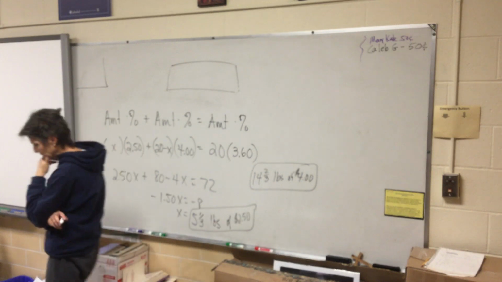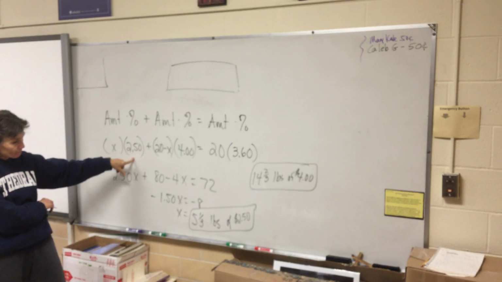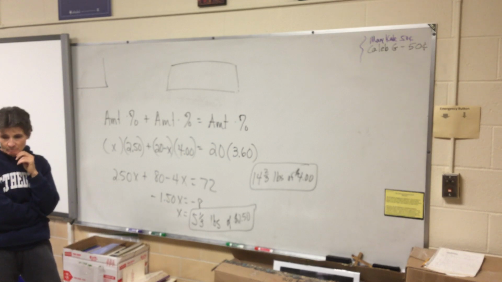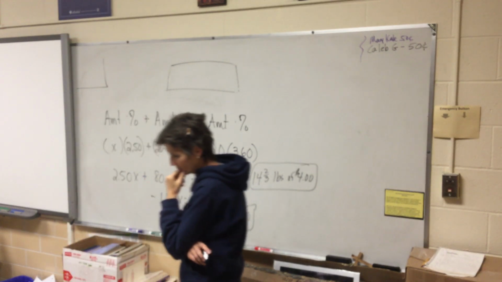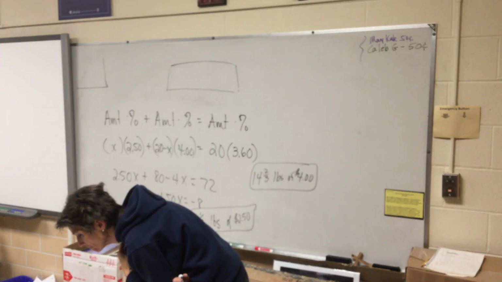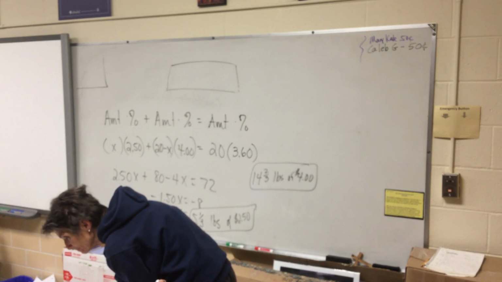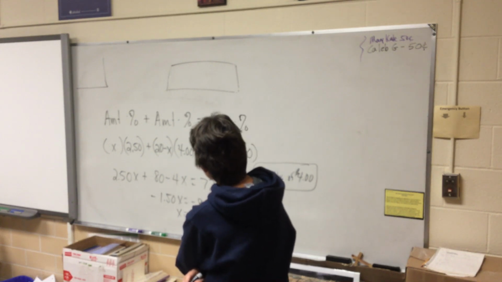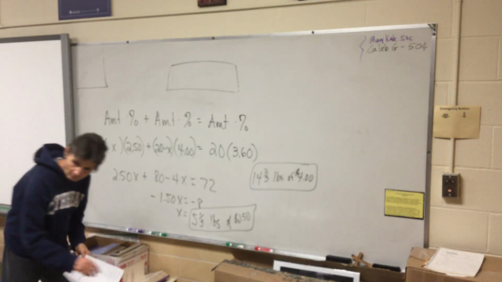I don't know if I did that all right or not. I got 5 1/3 pounds of the cheaper candy and then 14 2/3 pounds of the more expensive candy. All right, anybody have a question about that one? All right, let's do the next one.